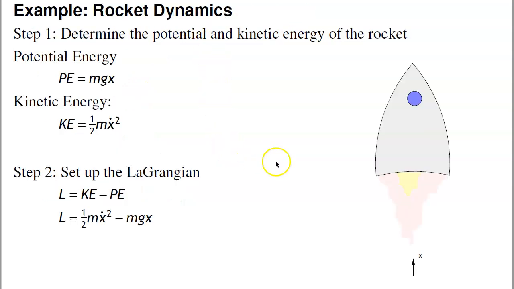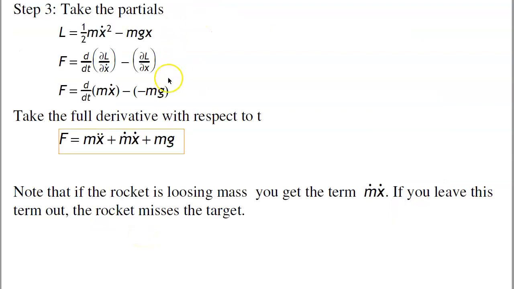And let's go through an example. Suppose we want to find out the dynamics of a rocket. The potential energy is just mgx, where x is the direction it's flying going straight up. Kinetic energy is 1/2 m v squared, 1/2 m x dot squared. Now set up the Lagrangian. Kinetic energy minus potential energy. Now take the partials. The force is the full derivative with respect to t of the partial of L with respect to x dot, minus the partial of L with respect to x. Taking the partial of L with respect to x dot, there's an x dot right here, gives you m x dot.